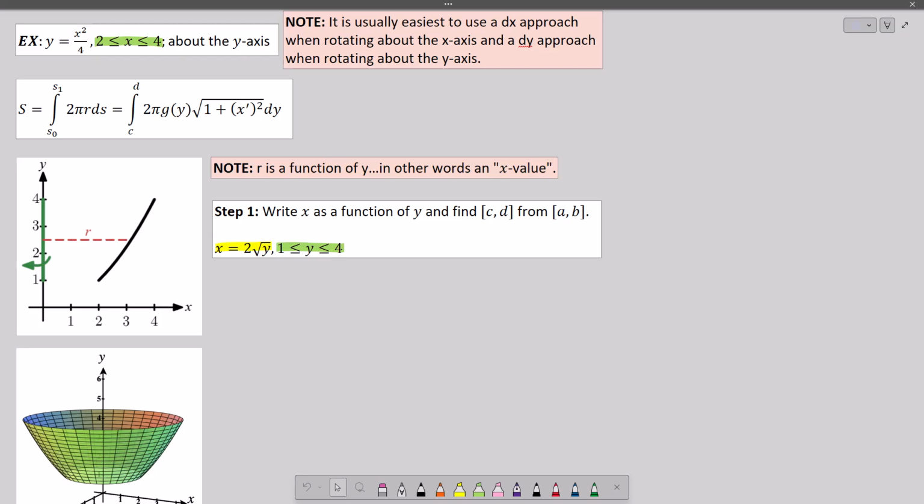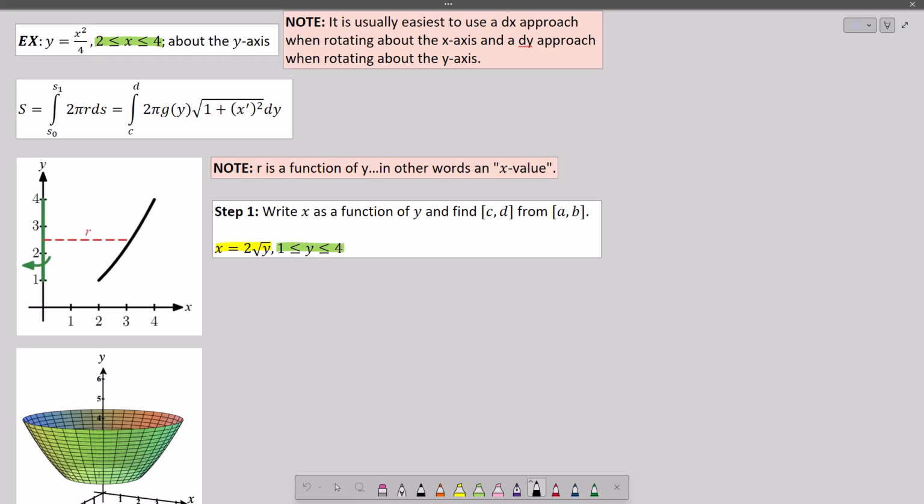And the second thing we have to do, if we are going to rotate around the y-axis and we're going to use a dy, is we need to have y limits of integration. So we're going to convert the x limits. When x is 2, we plug it in here, and we get that y is 1. When x is 4, we plug it in here, and we get that y is 4. So we're just finding the y coordinates of those points of intersection. We're finding the 1 and the 4 coming from the 2 and the 4. So now we're good to go.